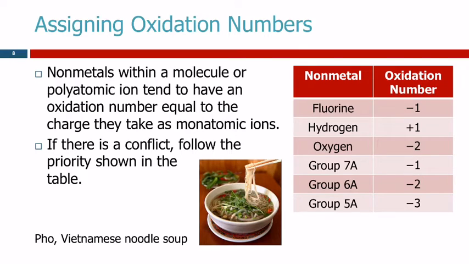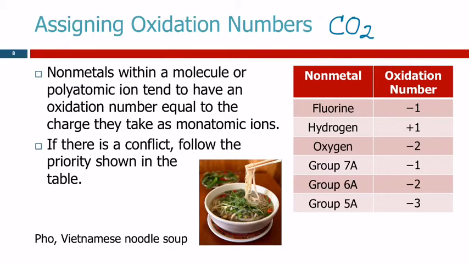And then the nonmetals. The nonmetals in a molecule or in a polyatomic ion tend to have the oxidation number equal to the charge they would have if they were an ion. Let's look at carbon dioxide. Is that an ionic compound? No. Carbon is a nonmetal, oxygen's a nonmetal. There are no ions in this compound.